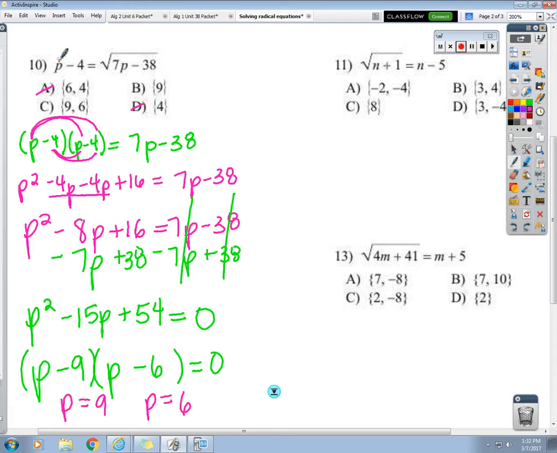If I plug in a 6 on this side, what's 6 minus 4? 2. If I plug in a 6 over here, what's 6 times 7? And what's 42 minus 38? And what's the square root of 4? 2. So 6 works. So doesn't that mean that this has to be the right answer?